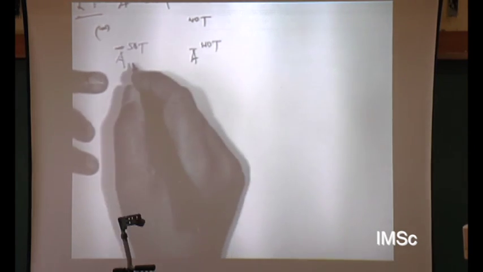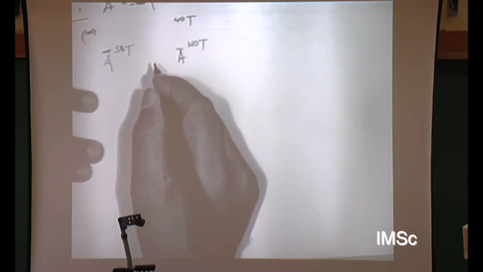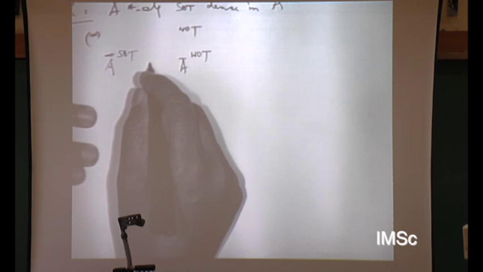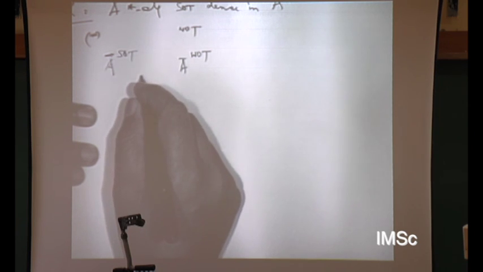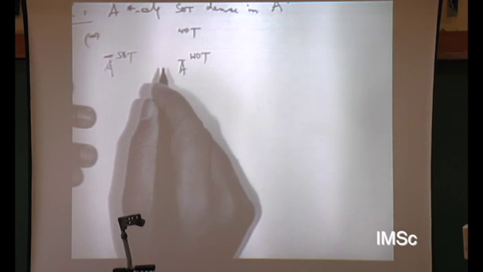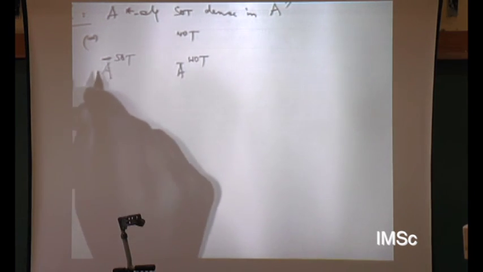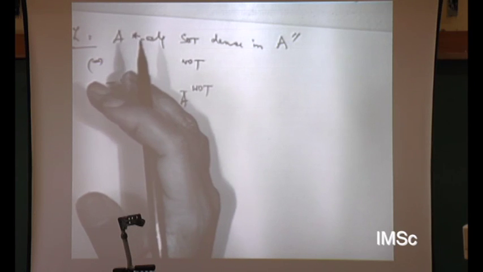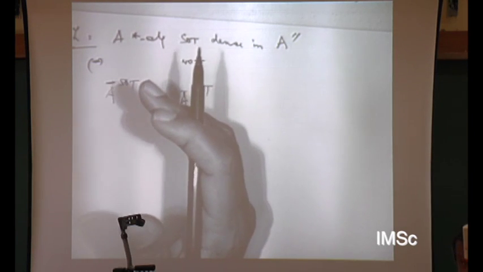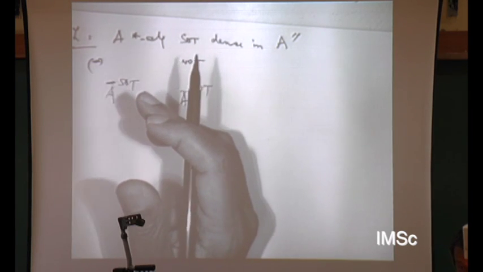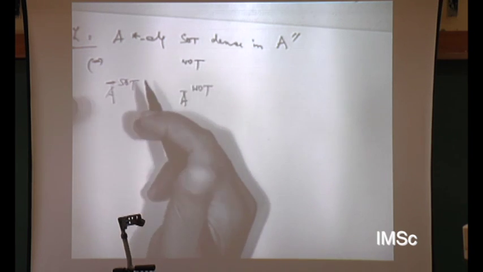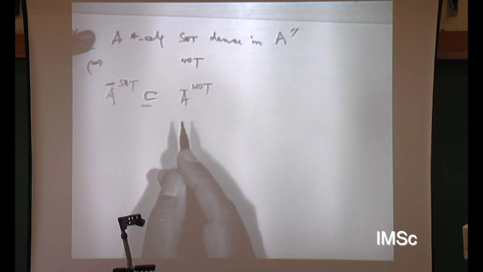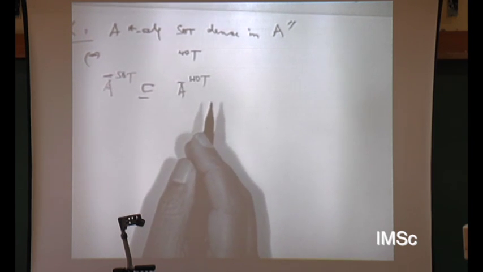So the SOT closure is contained in the WOT closure. If you are in the SOT closure, then you can find a net converging in SOT, and hence also in WOT, so the element must be in the WOT closure. So this is the inclusion, and this is what one has usually.